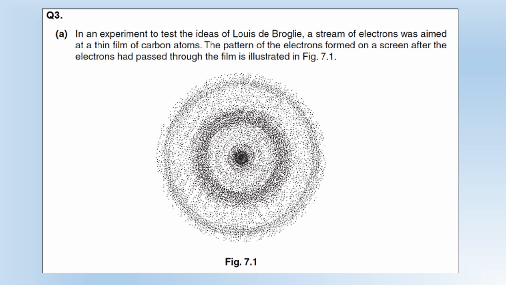In an experiment to test the ideas of Louis de Broglie, a stream of electrons was aimed at a thin film of carbon atoms. The pattern of the electrons formed on the screen after the electrons have passed through the film is illustrated by the diagram. So what you can see here is the maxima and minima forming. We've got a maximum in the middle, a maximum a bit further out, and a maximum further out, and a very low intensity in the bands in between. So this is a sort of interference pattern in multiple dimensions that we're making here.